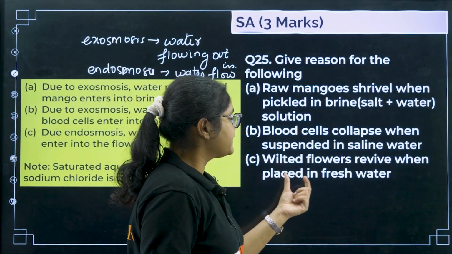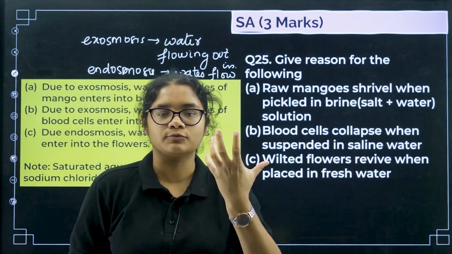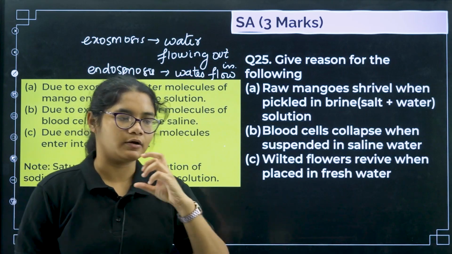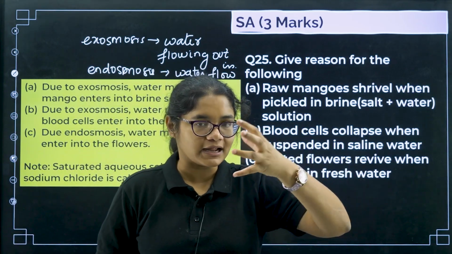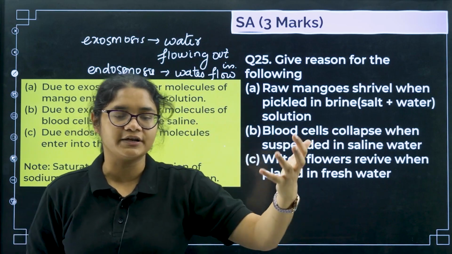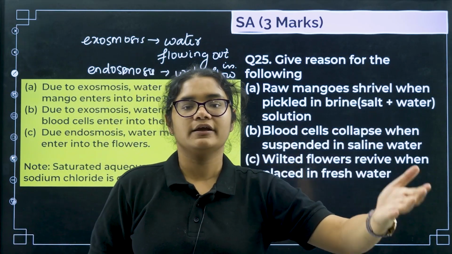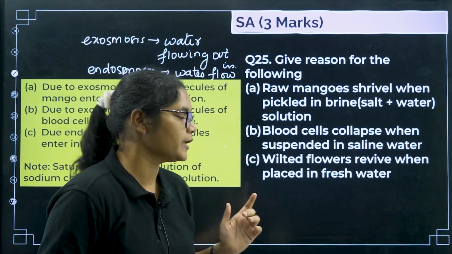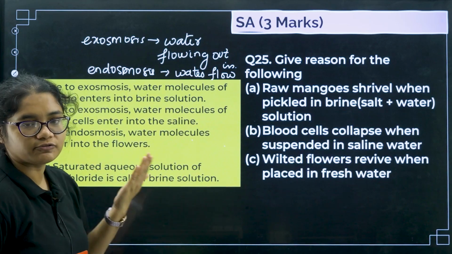Next, wilted flowers revive when placed in fresh water. Suppose flowers are wilted, or have lost their firmness. When you put them in water, they have already lost their water, and the concentration of water outside is more. So water will flow inside the flowers, and that is called endosmosis. Water molecules enter into the flowers.